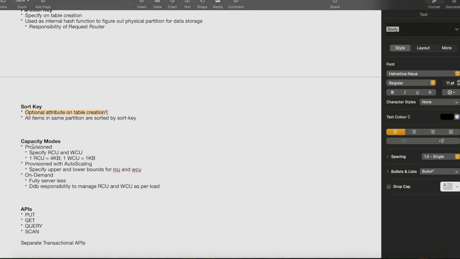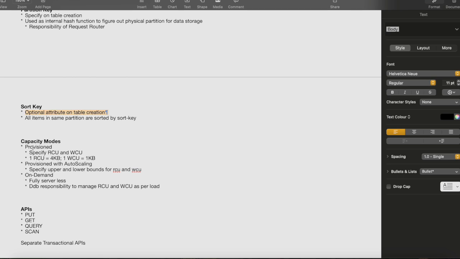Now, the next thing is, I said that DynamoDB is a fully managed service. So how is it built basically? What kind of things do we as customers need to specify? It operates on different kinds of capacity modes, we call them. So the first one is provisioned.